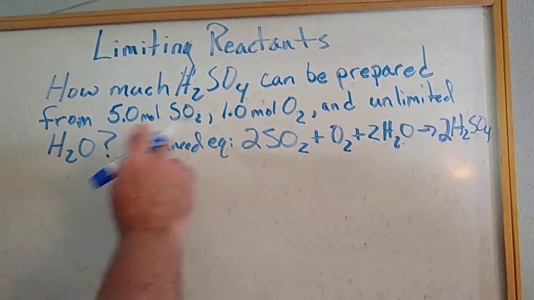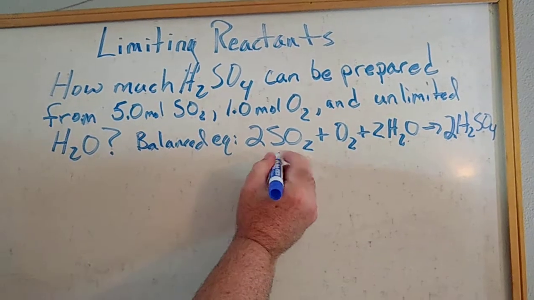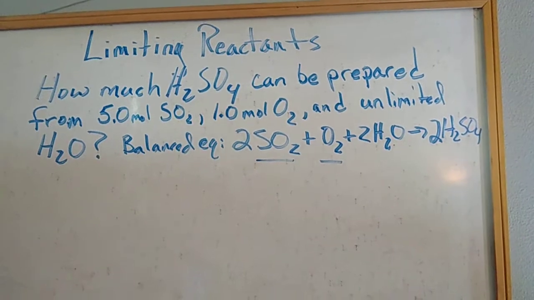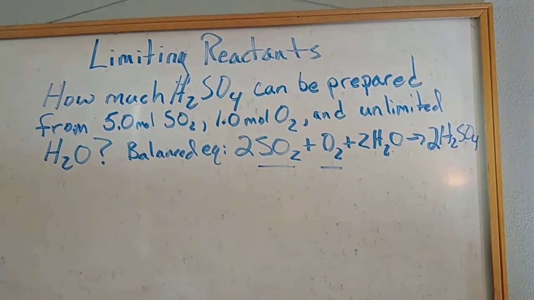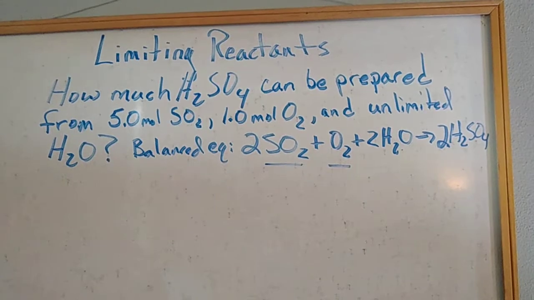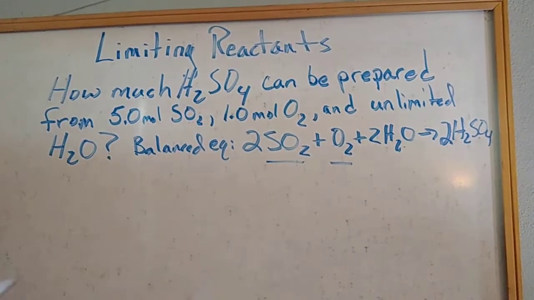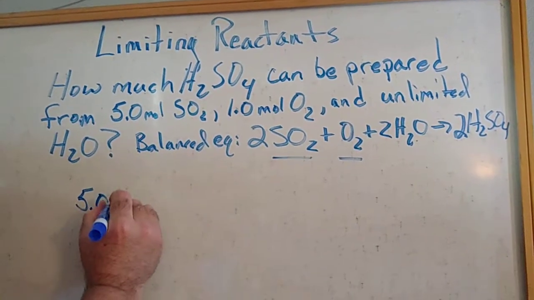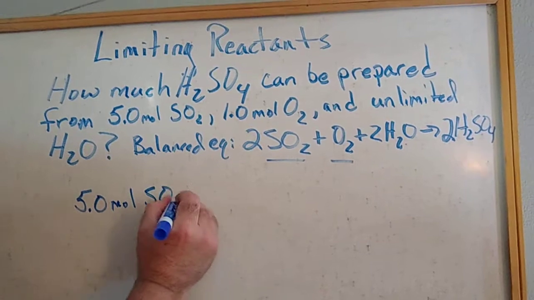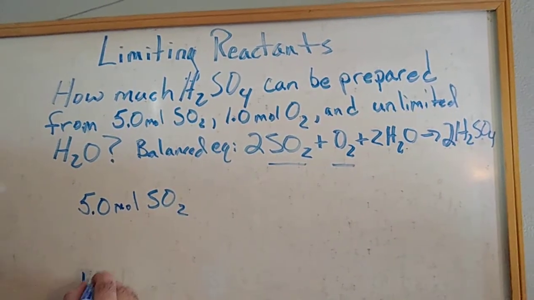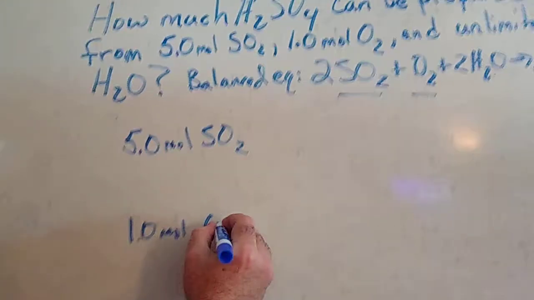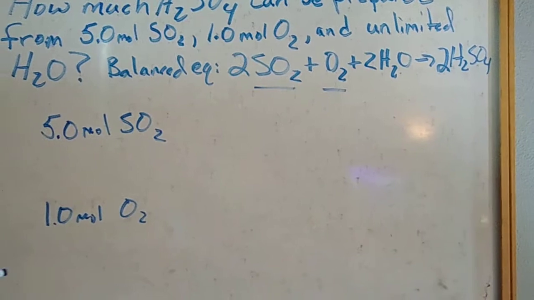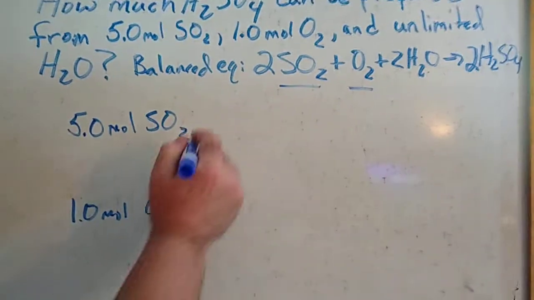We're going to now look at the 2 reactants that we need to worry about. We got sulfur dioxide and oxygen. This one's unlimited, so we're not worried about H2O. So we had to set up 2 problems. And because this is a mole comparison, we can just compare moles to moles. So we have 5.0 moles of sulfur dioxide, and we have 1.0 moles of oxygen, and we want to turn those into our sulfuric acid. So we got to know what is our comparison between those 2.